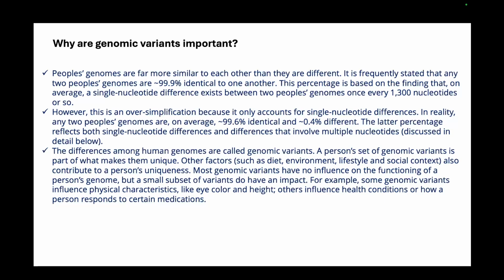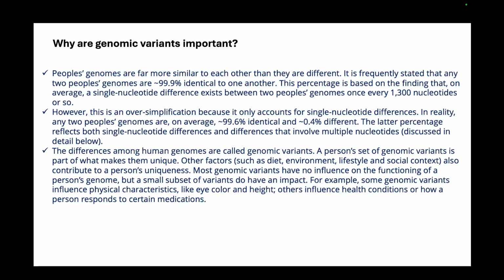But this is an oversimplification because it only accounts for single nucleotide differences. In reality, any two people's genomes are on an average 99.6% identical and about 0.4% different. The latter percentage reflects both single nucleotide differences and differences that involve multiple nucleotides. So we'll discuss these a little later, which are known as structural variants, which are not single nucleotide changes, but a sequence of nucleotide changes that can be different types of changes. We'll talk about those a little later.